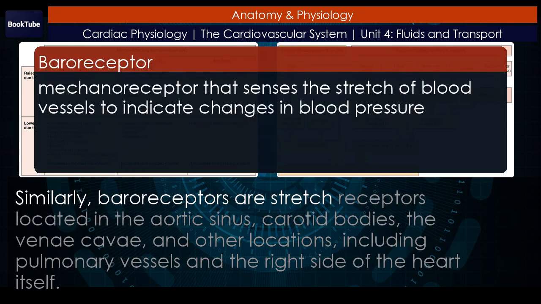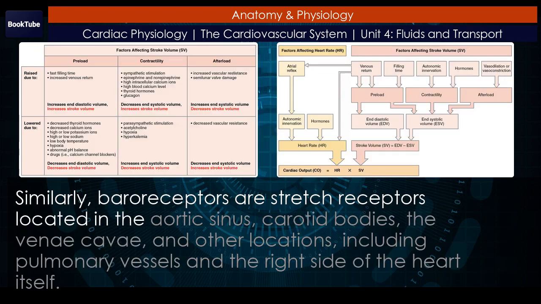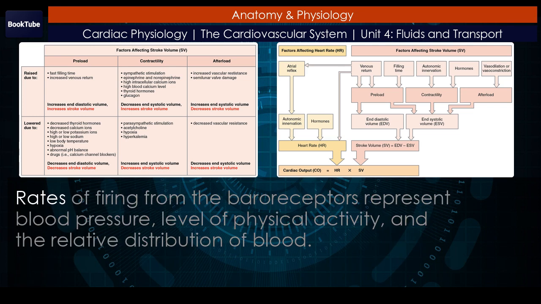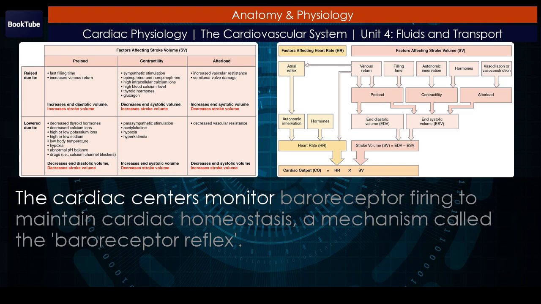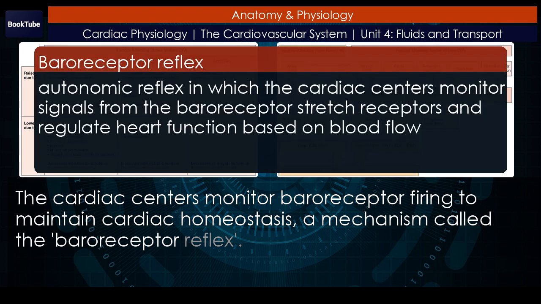Similarly, baroreceptors are stretch receptors located in the aortic sinus, carotid bodies, the venae cavae, and other locations, including pulmonary vessels and the right side of the heart itself. Rates of firing from the baroreceptors represent blood pressure, level of physical activity, and the relative distribution of blood. The cardiac centers monitor baroreceptor firing to maintain cardiac homeostasis, a mechanism called the baroreceptor reflex.